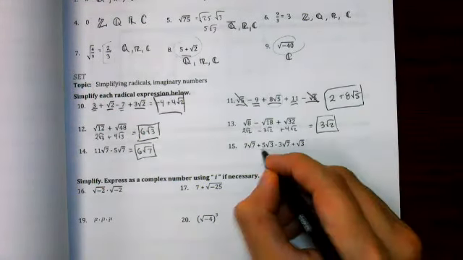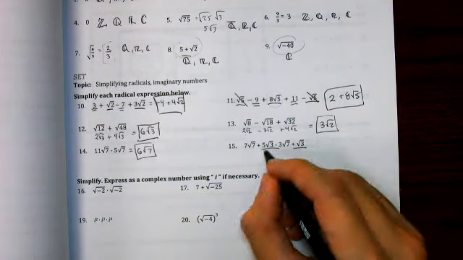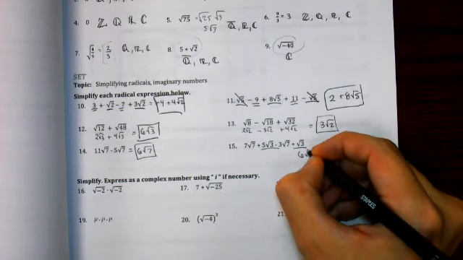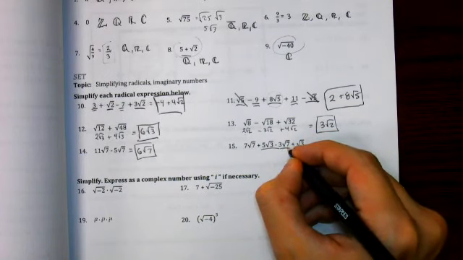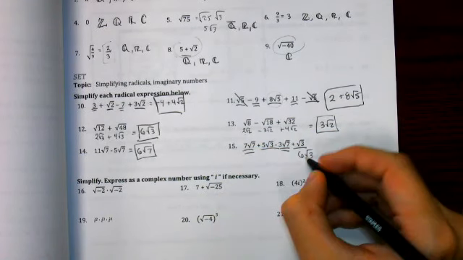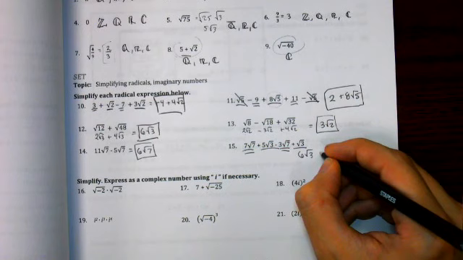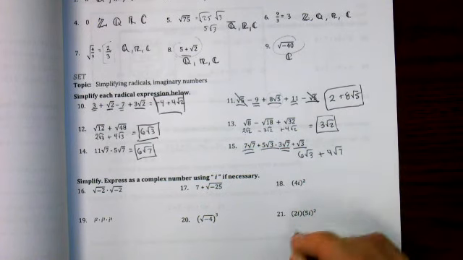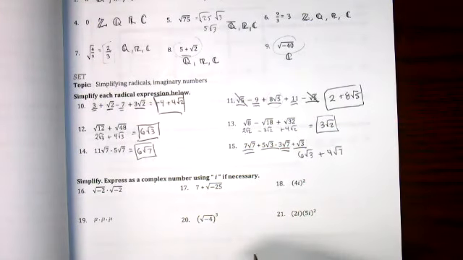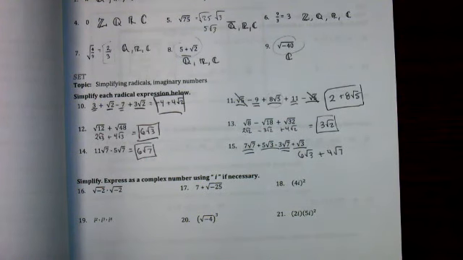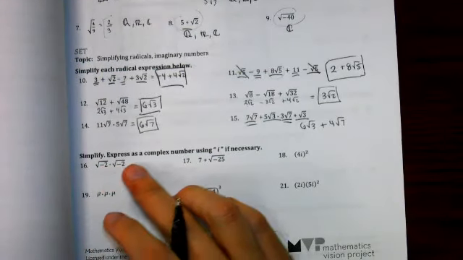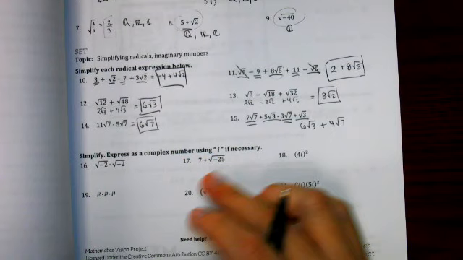So here we have 5 root 3 plus 1 root 3. That's going to be 6 root 3. Negative 3 root 7 and 7 root 7 is going to be 4 root 7. That's it. Okay, simplify, express as a complex number using i if necessary.